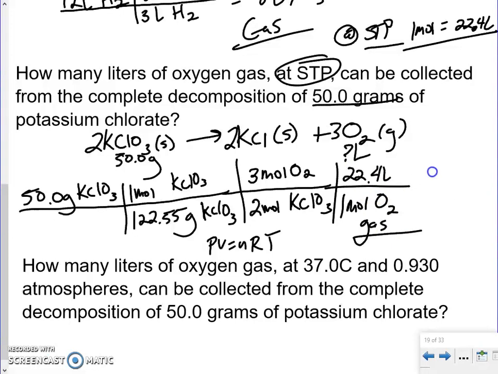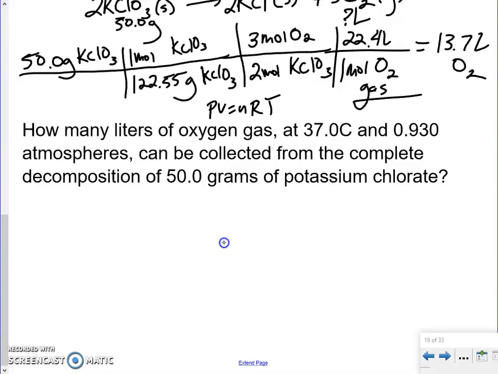So when we go through and do this math, we end up with 50.0 divided by 122.55 times 3 divided by 2 times 22.4, with 3 proper sig figs because of our 50.0 here. I am getting 13.7 liters of oxygen if I did my math correctly. Okay, let's check out the next one.